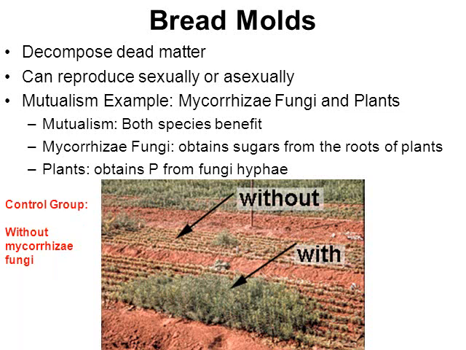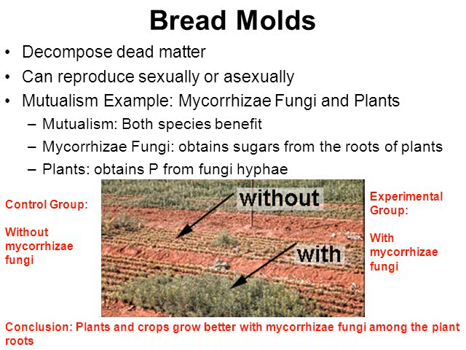labeled without in the picture, these are the control group. These plants have been grown without the mycorrhiza fungi in their roots. And the plants labeled with, these are plants that have been grown with the mycorrhiza fungi in the roots. So the conclusion is pretty straightforward. The conclusion is that plants and crops tend to grow better with this mycorrhizae fungi. And this is something that agriculturalists and farmers are definitely taking notice and trying to incorporate into their growing of crops.